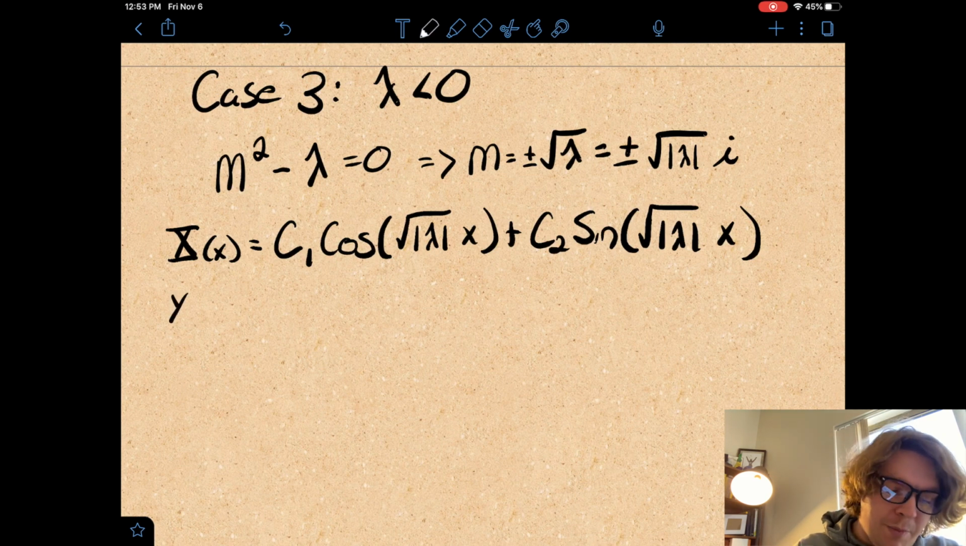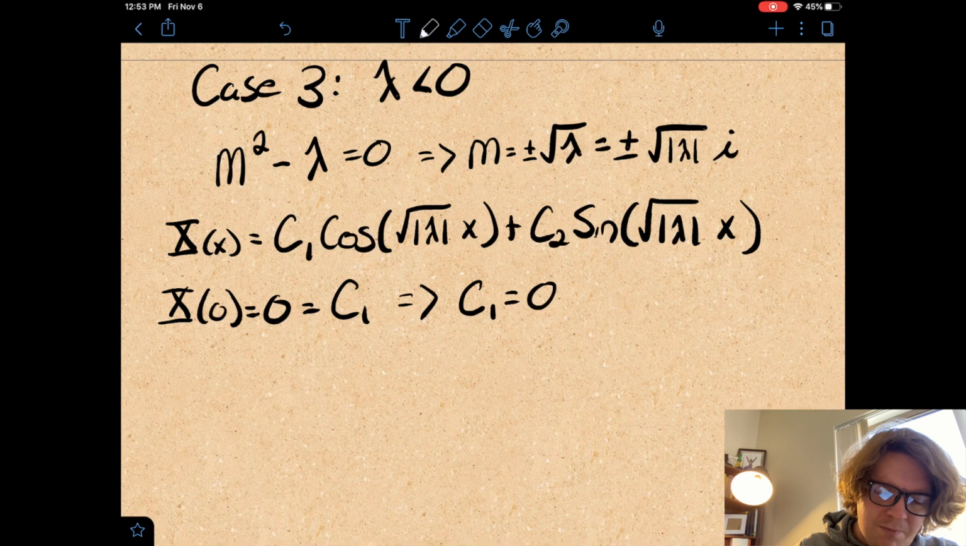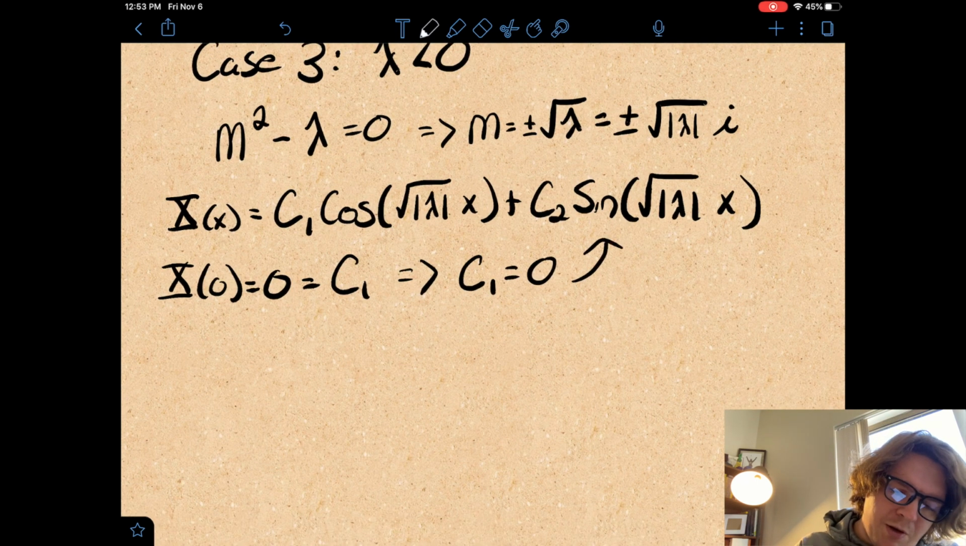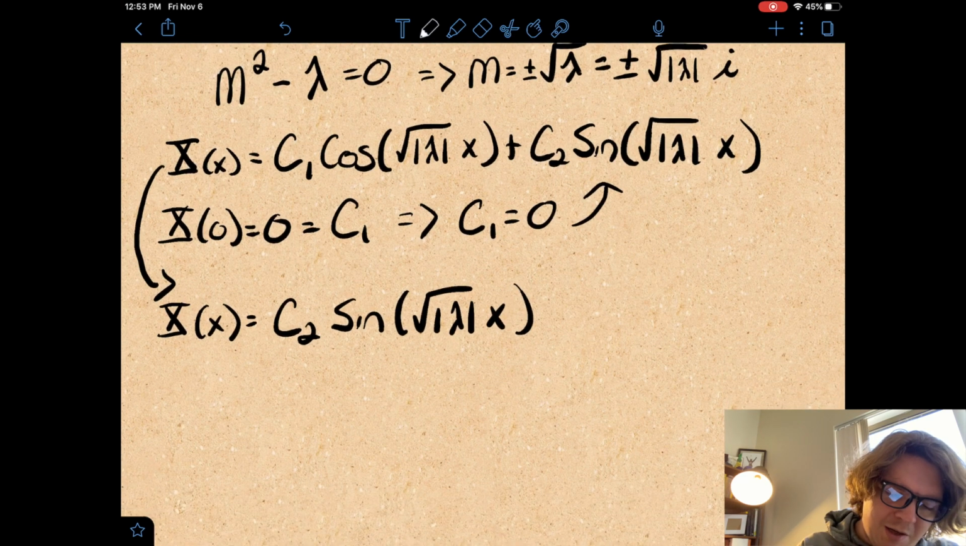We'll apply our first boundary condition, which says X of 0 equals 0. Plugging in 0 for x, we'll be left with the cosine of 0, which is 1, times c1 plus c2 times sine of 0, but sine of 0 is 0. So what we're left with is c1 has to be 0. We'll plug that back in and rewrite our solution, which in this case is just X of x equals some c2 times sine of the square root of the absolute value of lambda times x.